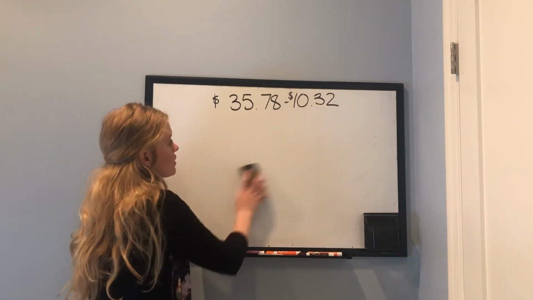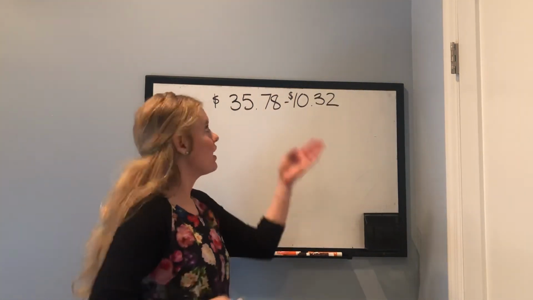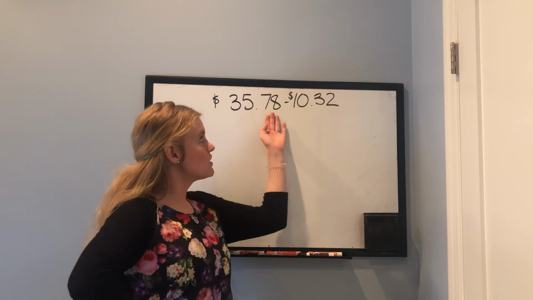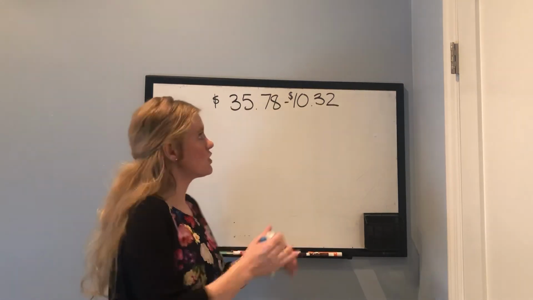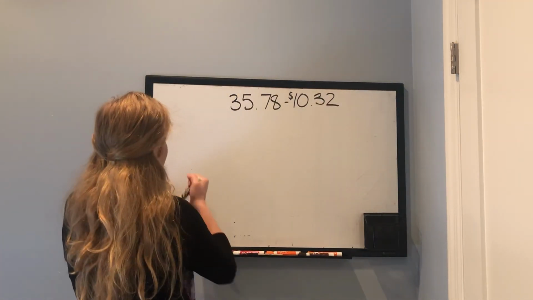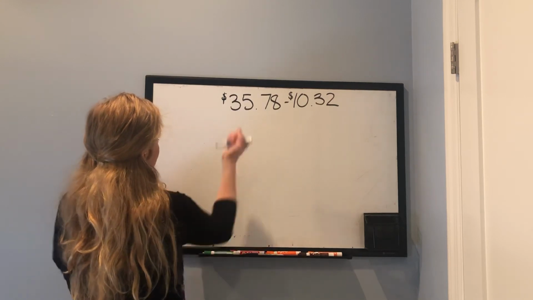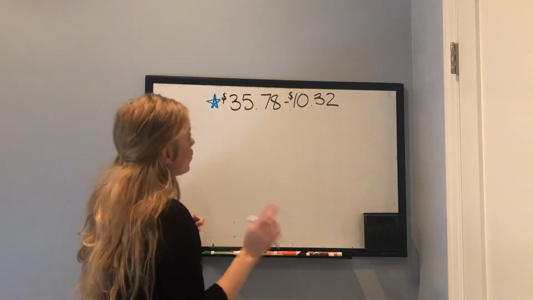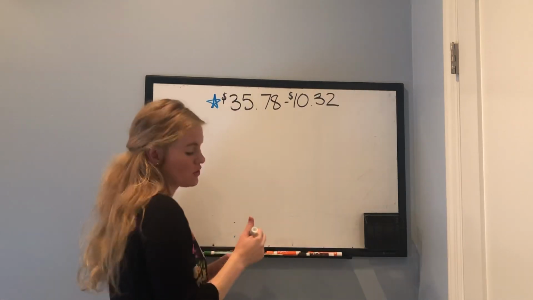The second strategy, which I wouldn't recommend unless you have a larger cents in the larger number, if that makes sense. So this would be a good candidate for the dollar and cents strategy because not only is 35 larger than 10, 78 is larger than 32.